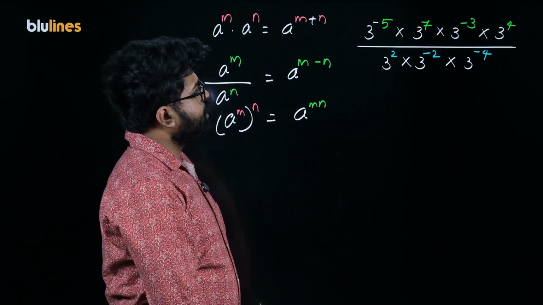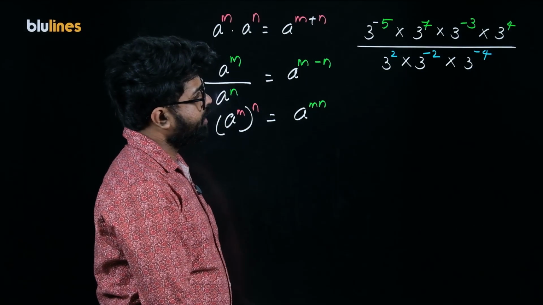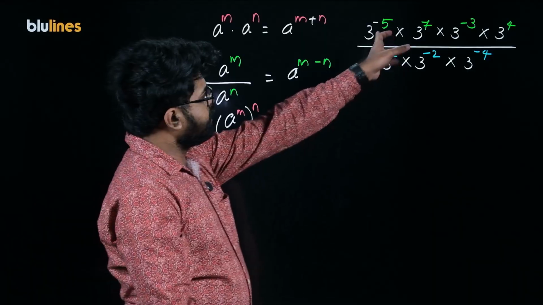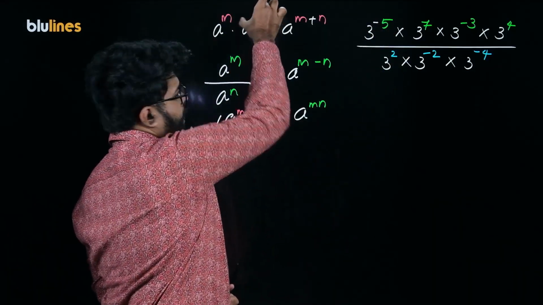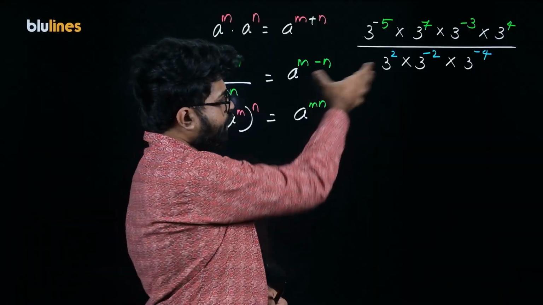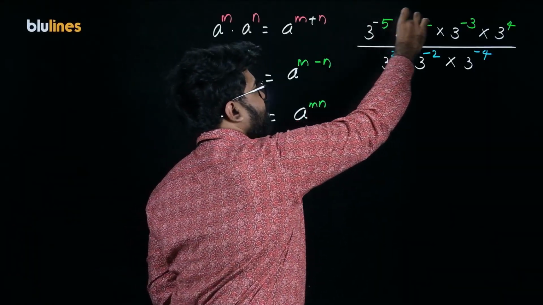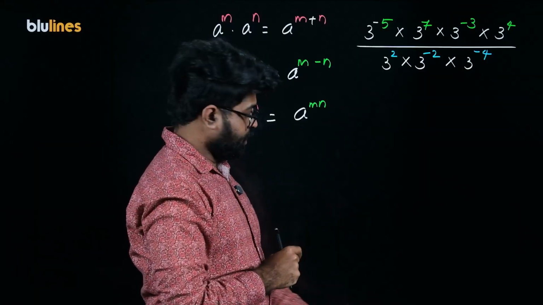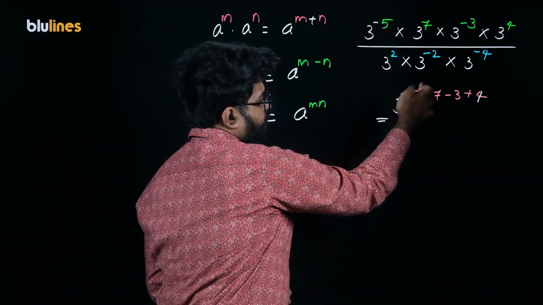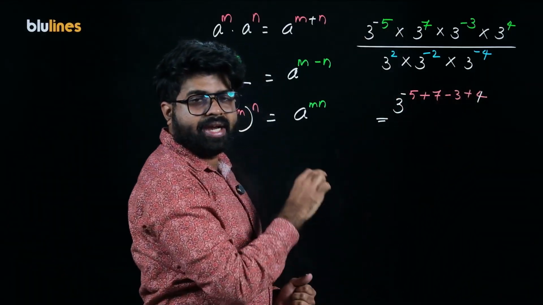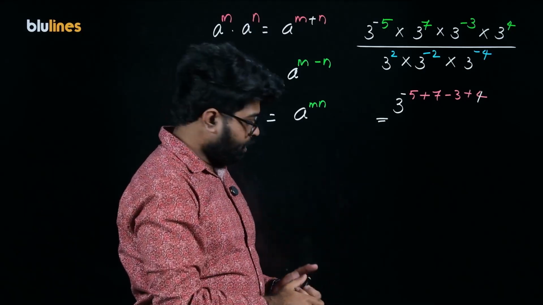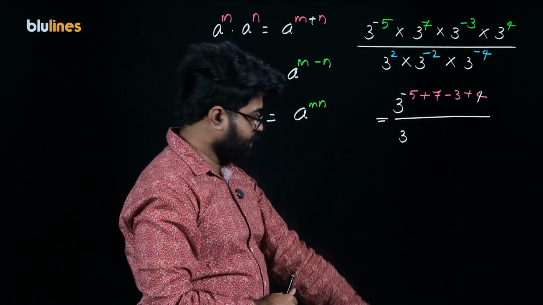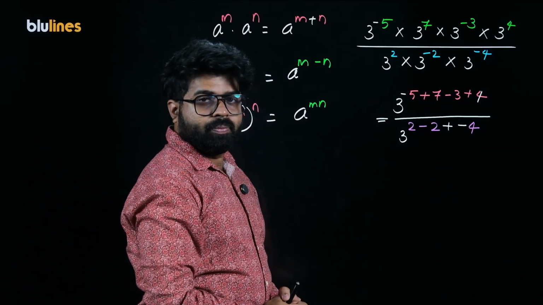Next one, what is the value of 3 raised to minus 5 into 3 raised to 7 multiplied with 3 raised to minus 3 into 3 raised to 4, divided by the same stuff with different powers. So here you can see this is of the form a raised to m into a raised to n in the numerator part, also in the denominator part. So here we have the same base in the numerator with different exponents. So you can add the entire powers. So 3 raised to minus 5 plus 7 minus 3 plus 4. We are adding the entire powers because we have the same base. Divided by, here also you can add the entire powers. So 3 raised to 2 minus 2 plus minus 4.